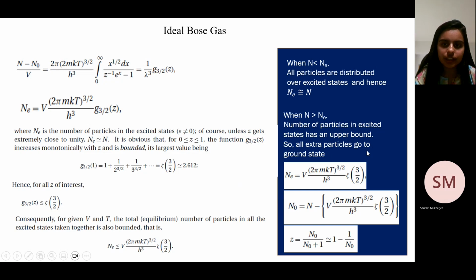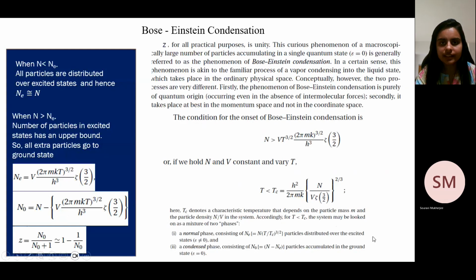All the extra particles would then go to the ground state, right? So when N is greater than N_E, this is the total number of particles in the excited state. N minus this term would give you the number of particles in the ground state, given as N naught. And here we will see that z gradually tends towards 1. So in all these cases, when N is greater than N_E, your z is practically close to 1. This tells you that when your number of particles is beyond this maximum limit, particles will start coming into the ground state, okay? And that sets in the condition for the Bose-Einstein condensation, okay?